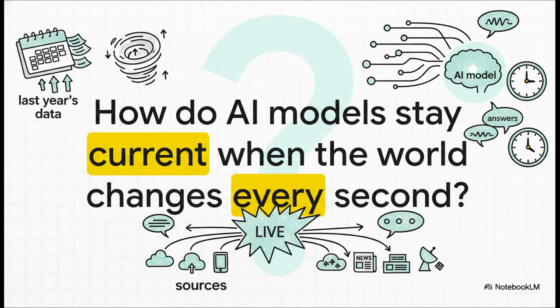So that's the real million-dollar question, isn't it? If your business is depending on an AI, you just can't have it spitting out answers based on data from last year or even last week. So how do we fix this? How do we plug these incredibly powerful brains into the here and now?